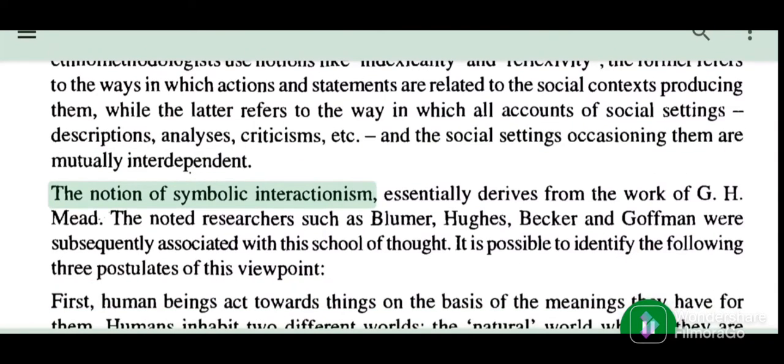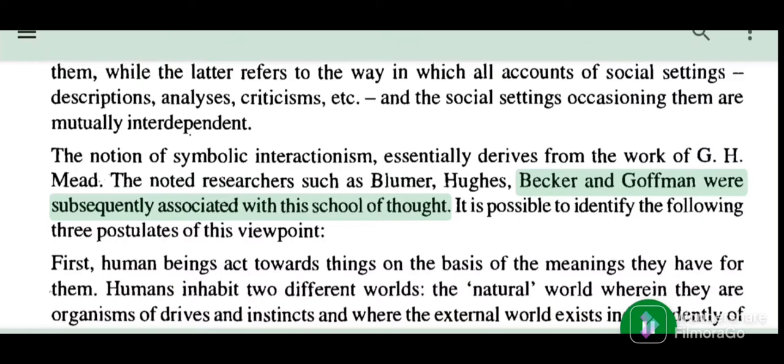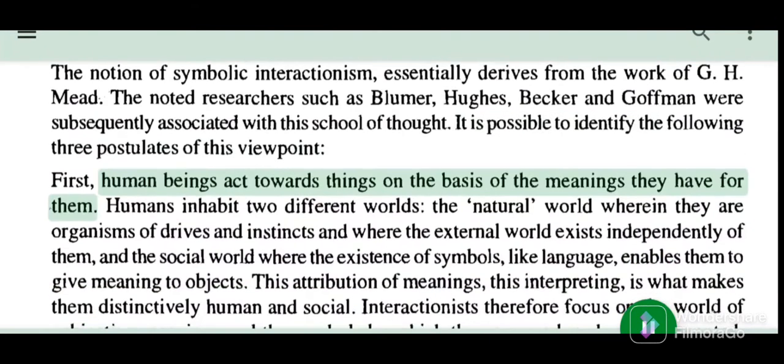The notion of symbolic interactionism essentially derives from the work of G. H. Mead. Noted researchers such as Blumer, Hughes, Becker and Goffman were subsequently associated with this school of thought. It is possible to identify the following three postulates of this viewpoint. First, human beings act towards things on the basis of the meanings they have for them.